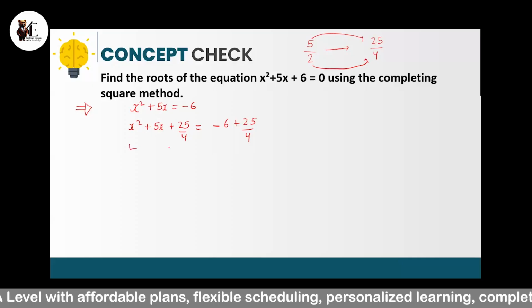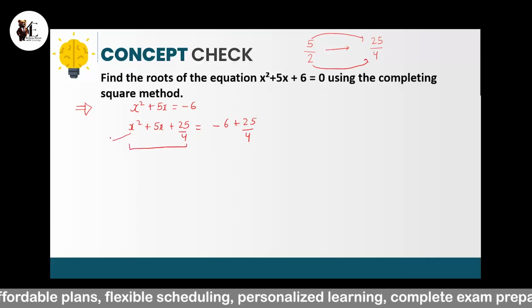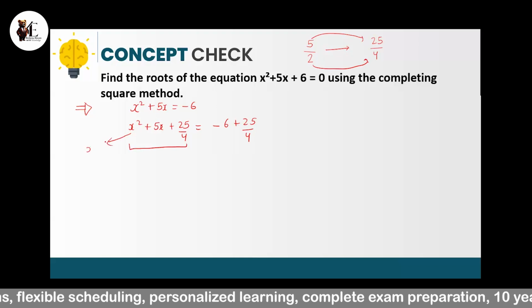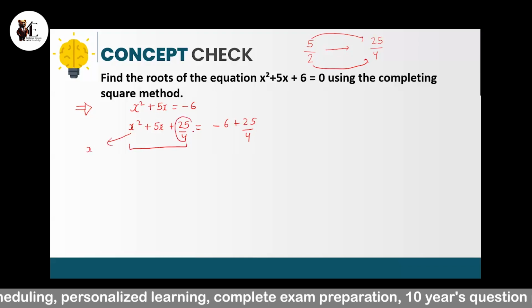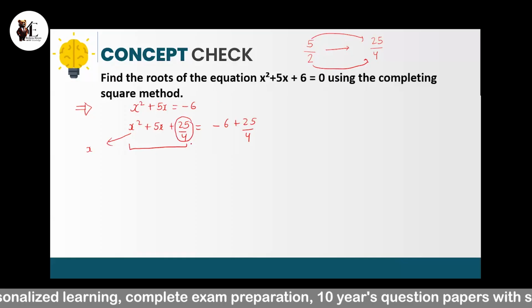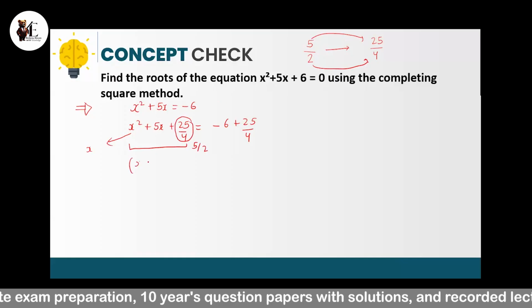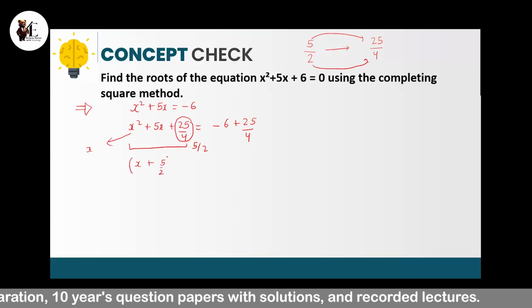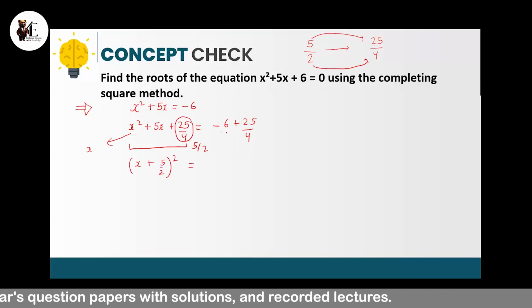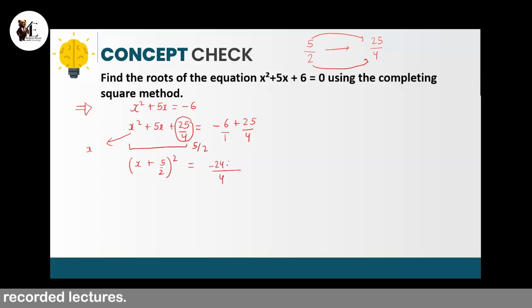Then you have to identify the two square terms. One square term, you can clearly see that x square is the square of x. And this is also a square because we have done the square of 5 over 2. So this is the square of 5 over 2. Since all terms are positive, you simply write x plus 5 over 2 whole square is equal to, then solve the right hand side by taking the LCM. So x plus 5 over 2 whole square is equal to 1 over 4.